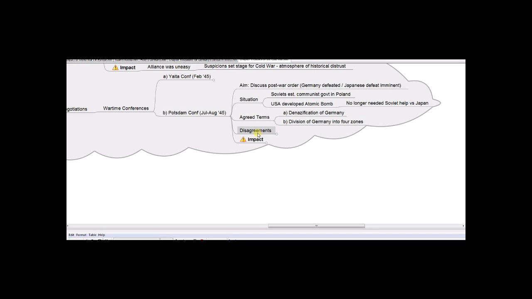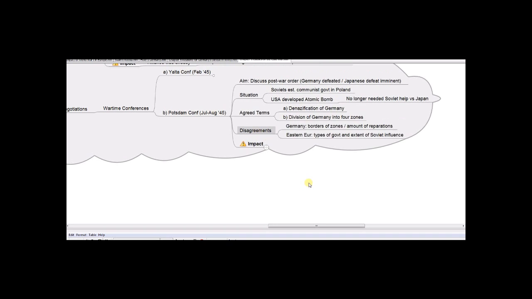However, like in Yalta, there were disagreements at the Potsdam Conference. For example, there was some dispute over the borders of the zones in Germany. Where should we draw the borders? And of course, the amount of reparations that Germany was to pay was also something that they couldn't agree upon. Of course, the Soviet Union would be more demanding, okay, because they had less sympathy for the Germans compared to the British and the French, for example.